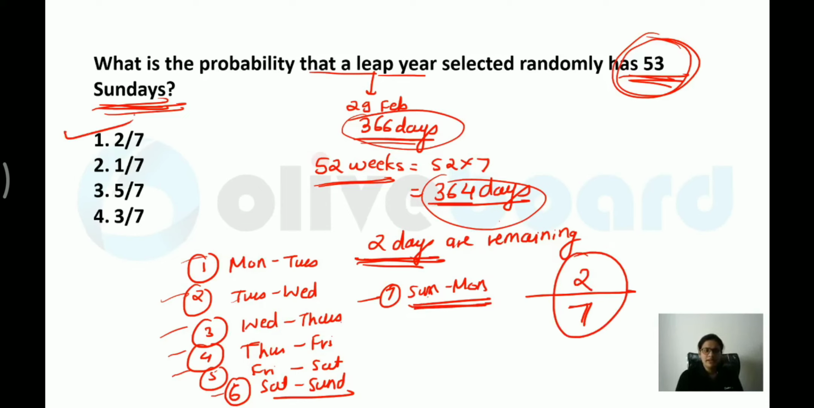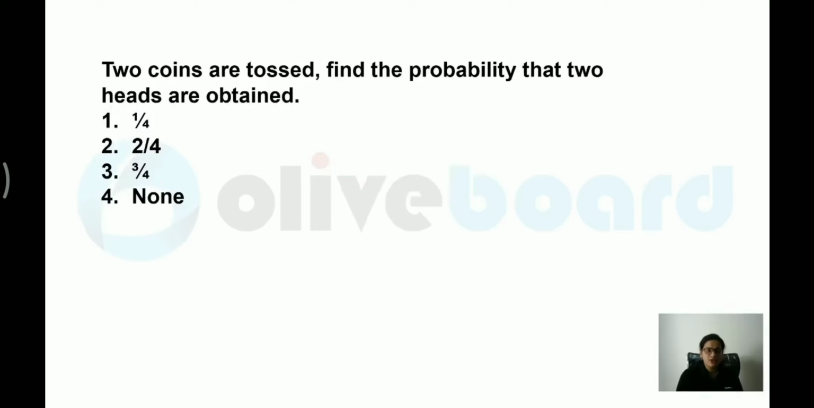Did you understand? Figuring out the favorable event and required events is very, very important. You have to figure out the total sample space as well as the required value properly, otherwise you will not get the correct answer. Let me move on to the next question.